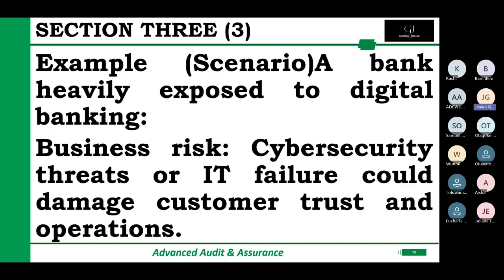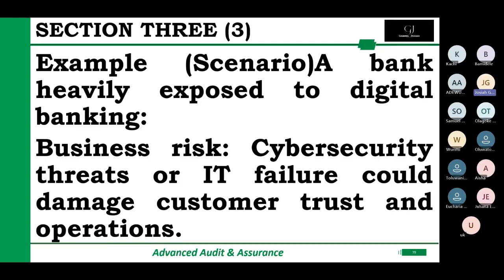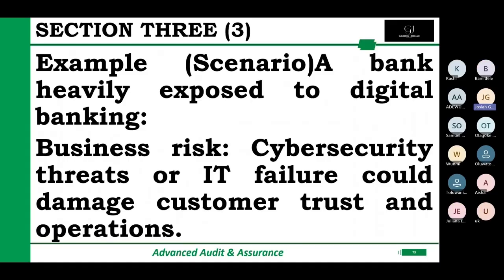So an example, for example, a bank heavily exposed to digital banking. Everything about the bank is digitization, tech savviness, everything is cyber. So a tech savvy business like that, you must look at cyber security risk, which are emerging threats or failure of IT. Sometimes you get to the bank, you hear there's no network, but that same bank will collect money and keep it. Disburse money, or let me take my money, they'll say no network. So risks around that could damage customer trust and operations.